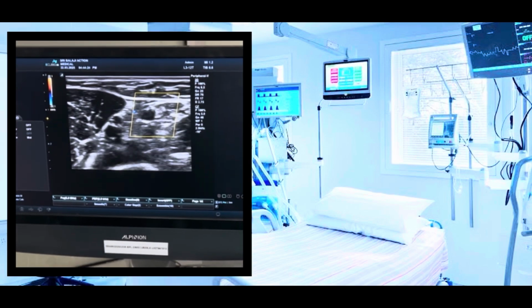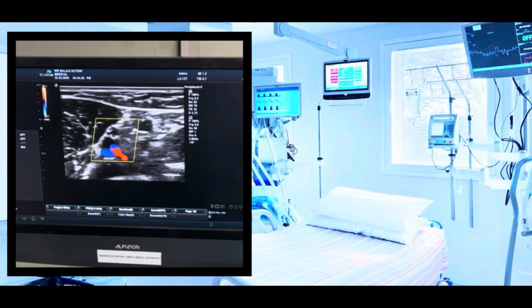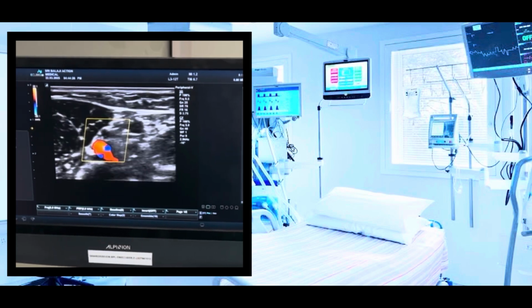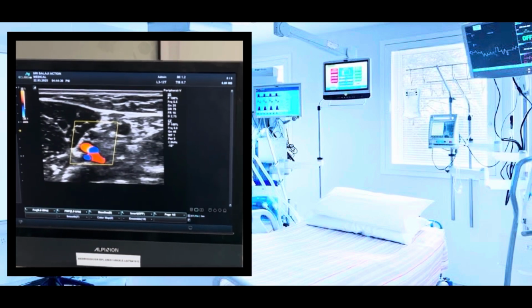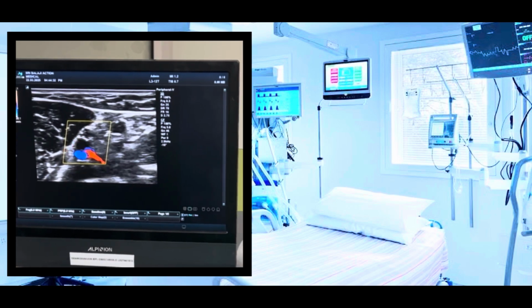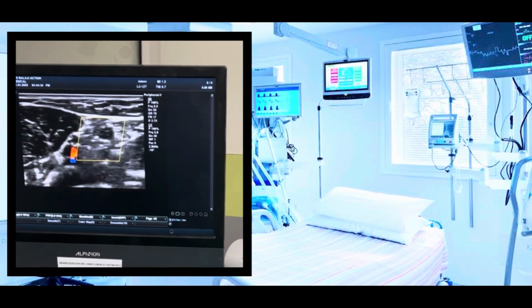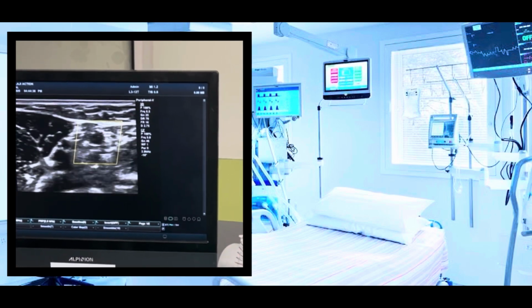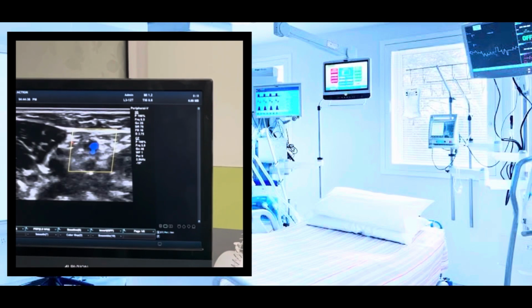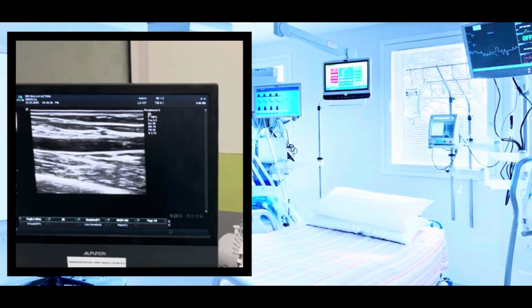Using a high-frequency linear probe, I am scanning the inner side of the right arm for identifying the basilic vein. By applying color Doppler, you can identify the brachial artery and the basilic vein. Once the basilic vein is identified, make sure that the lumen of the vein is large enough to accommodate the PICC line and that there is no thrombus formation or gross anatomical anomaly of the vein by scanning up and down and scanning in the longitudinal orientation.